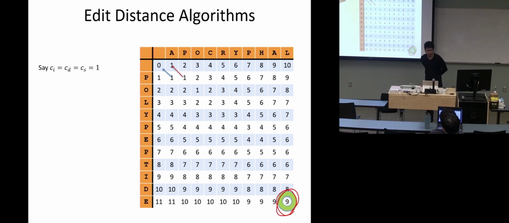Okay. Question about this algorithm? Is it clear? Good.